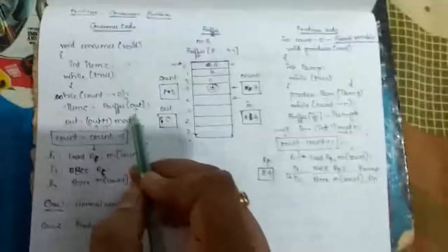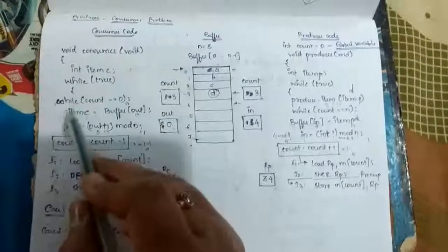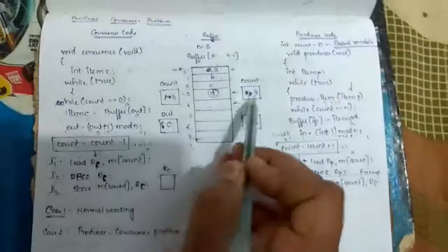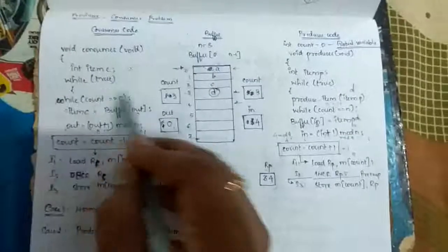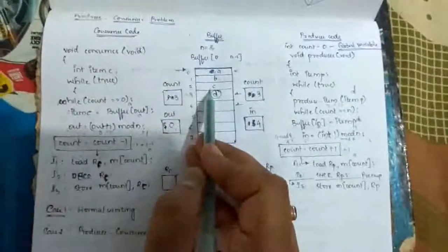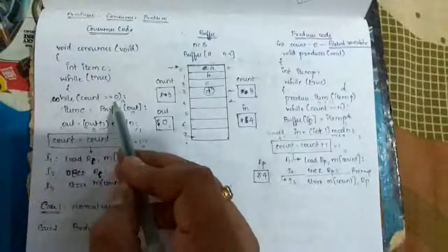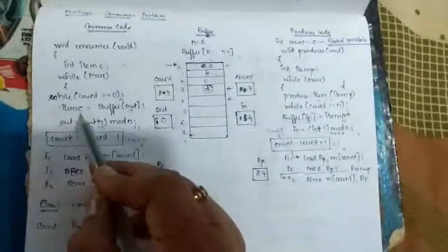Now we'll execute this code. We'll try to consume the items one by one. So while true, okay, then while count == 0, what is the value of count now? The value of count is initially equal to 3. So there are items that are already stored in the buffer. Is it equal to 0? No, it is not equal to 0. So this condition fails. It goes to the next line.